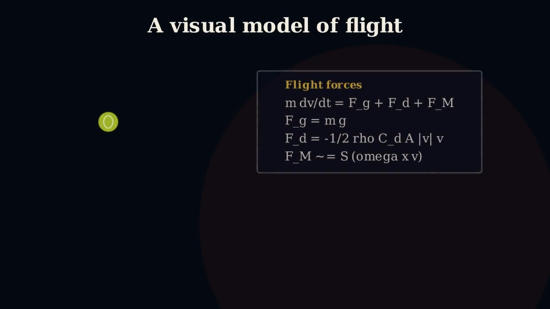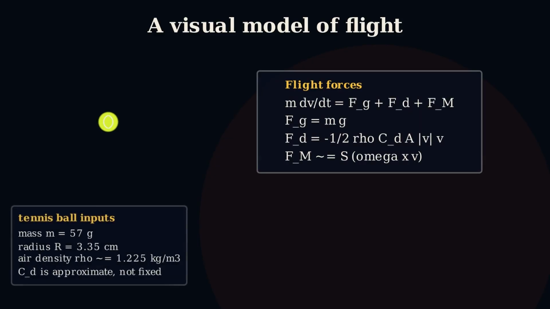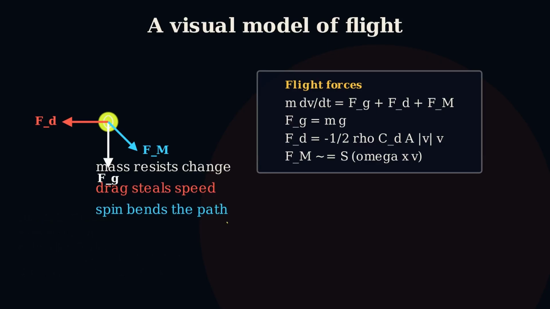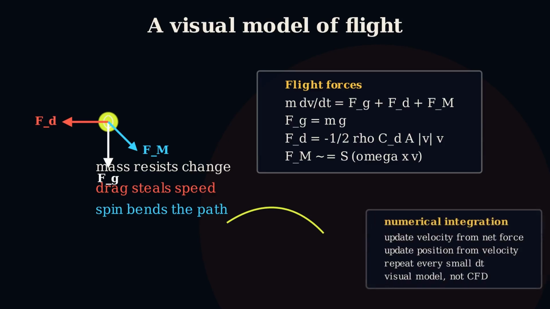The model begins with Newton's second law. Mass times acceleration equals the sum of the main forces: gravity, drag, and Magnus force. For a tennis ball, the inputs are concrete. Mass is about 57 grams, radius is about 3.35 centimeters, and air density is about 1.225 kilograms per cubic meter. Drag steals speed. Spin bends the path. Mass resists the change in motion.